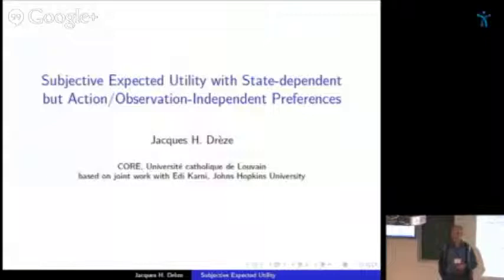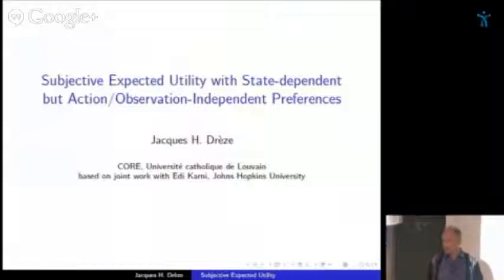I like to claim that efficient medical treatment comes from the combination of the probabilities of the doctors with the utilities of the patients. Now, clearly, medical treatment arises in many contexts where preferences are clearly state dependent. How you live if an operation is successful or not successful is very different.